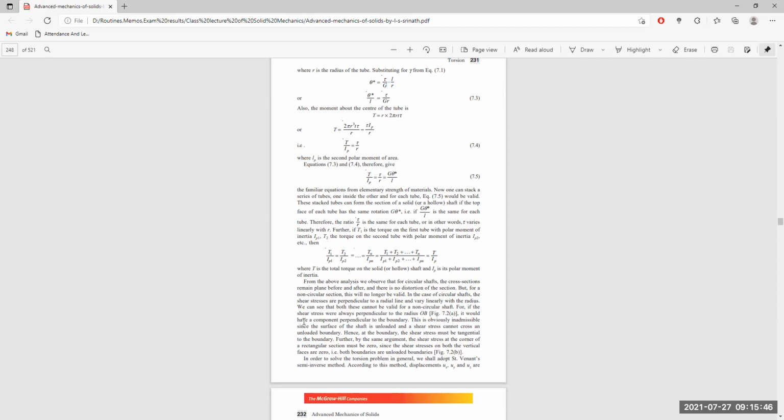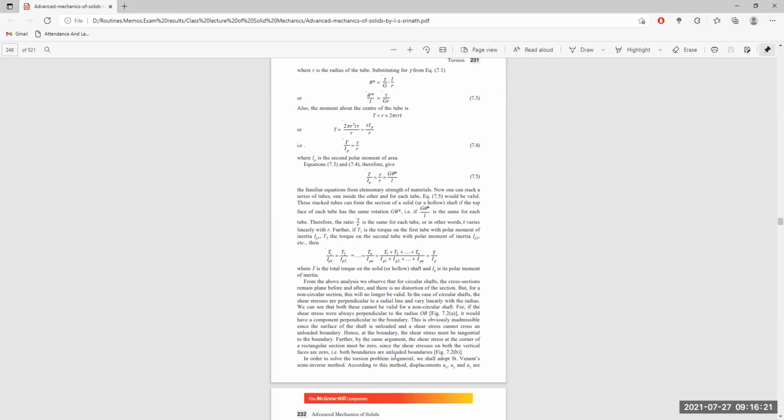If the shear stress is always perpendicular to the radius, it would have a component perpendicular to the boundary itself. This is obviously inadmissible, since the surface of the shaft is unloaded and a shear stress cannot cross an unloaded boundary. Hence, at the boundary, the shear stress must be tangential to the surface. And by the same argument, the shear stress at the corner of the rectangular section must be zero, since the shear stresses on both the vertical surfaces are zero. So both boundaries are unloaded boundaries.